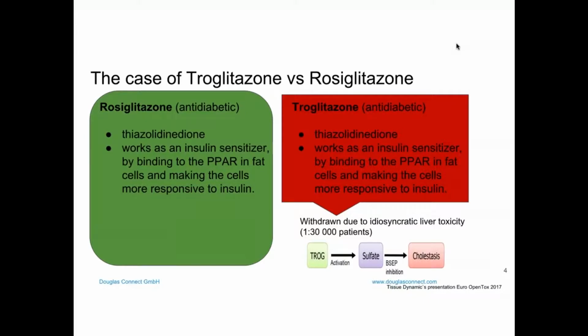As you might know, Rosiglitazone and Troglitazone are both anti-diabetic drugs. These slides, by the way, are due to Tissue Dynamics, who very kindly shared them with us. They both have a very similar mechanism. They both work as insulin sensitizers, but Troglitazone failed and was taken off the market because of occasional liver toxicity and cholestasis, and Rosiglitazone was not taken off the market. There is some subtle difference between these drugs. If I'm a biologist interested in Rosiglitazone, I might look at these two drugs and compare them to better understand what the problem is.